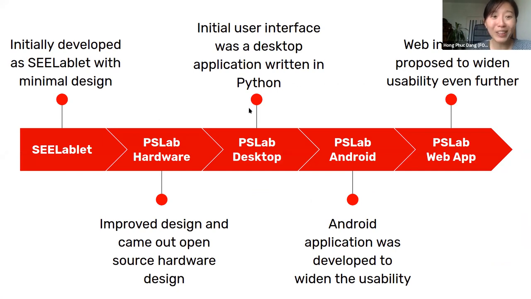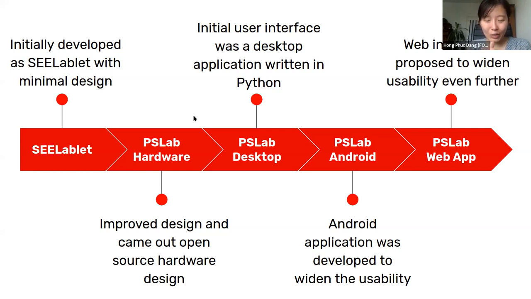Yeah, so this is an overview of the development so far. You see here, from the C Lablet, a minimal design, closed source, and then we developed the PSLab hardware, completely open source. And then from the hardware, you see here at different points different projects combined together in an ecosystem. So when we talk about hardware, it's not only about the design and the production of the hardware itself. A lot of different components need to work together to have a complete project like the PSLab. So we have the desktop application, the Android application, and we also have the web app.